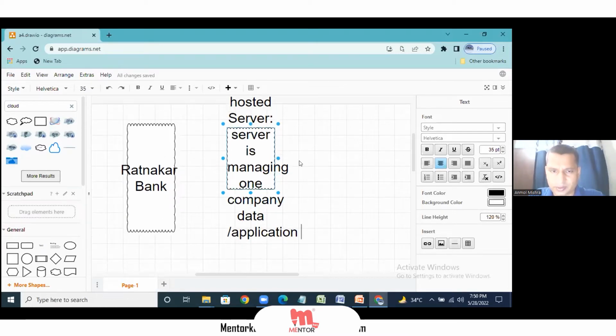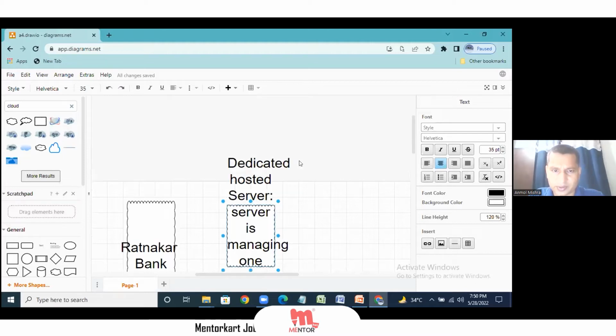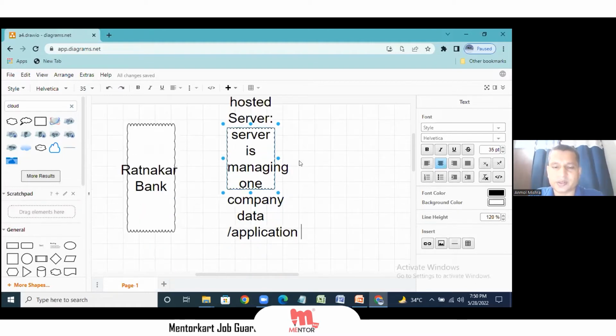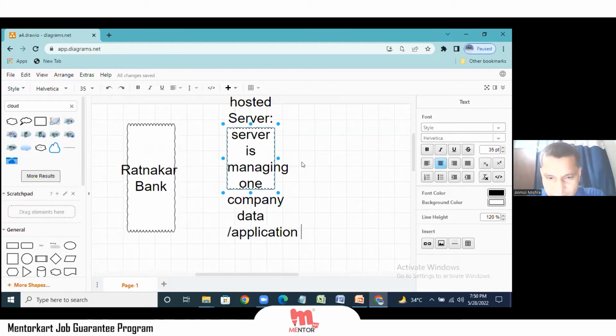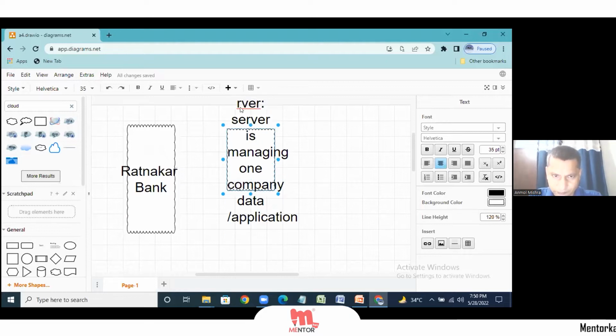Let's write down this thing, hosted server. If completed, please give me yes. Example for both, right? Yes. Okay, first, we have written this. Give me yes or no. We have written dedicated hosted server, the server is managing one company. So, example, right? Just an example. Anyone try to give the answer?